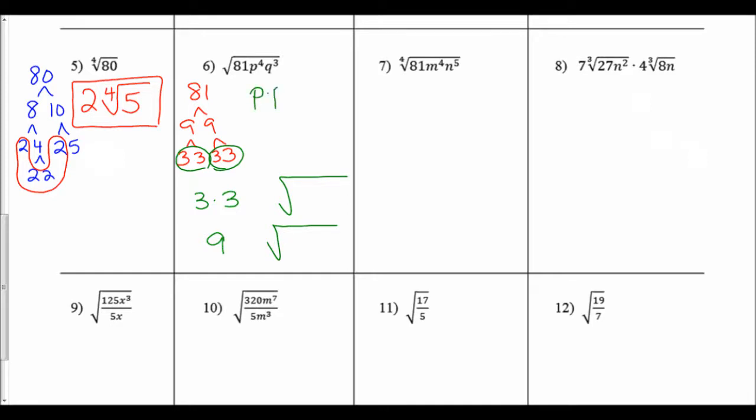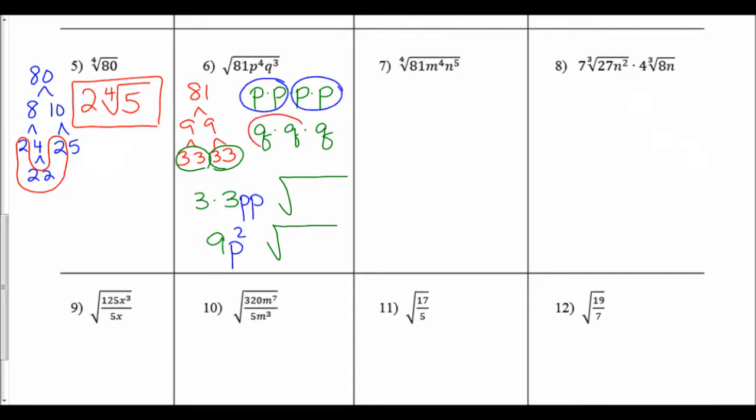P to the 4th is P times P times P times P. Q to the 3rd is Q times Q times Q. Hopefully we won't have to write these out forever, but it might help us see what's going on in the first example. In order to take a group of P's out, I have to have 2 of them. So I have 2 groups of P's that I can take on the outside. I'll write this in my final answer as p squared.